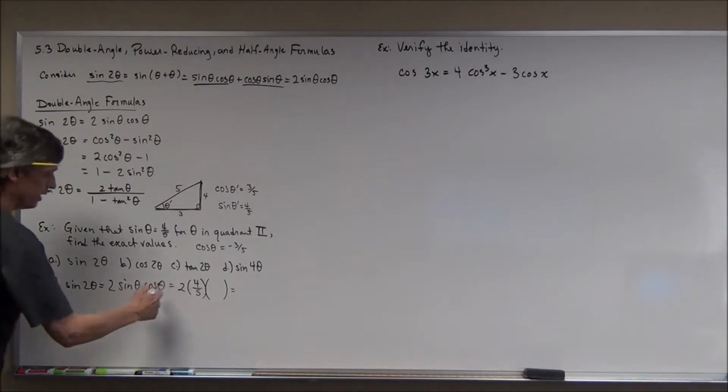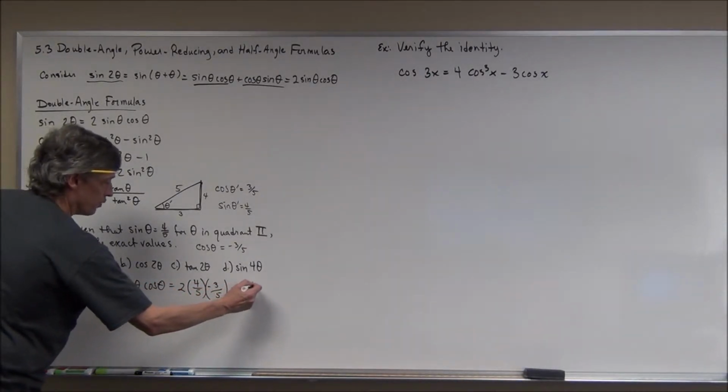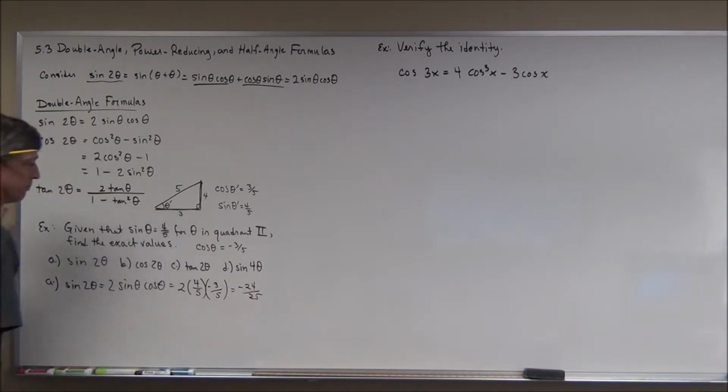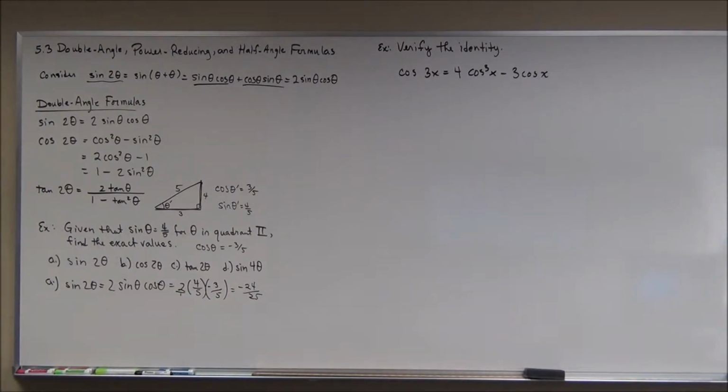So right in here, cosine of theta is negative 3/5. So I end up with negative 24/25 when I simplify that, multiply it all out. Think of it as 2 over 1 if it helps you. Now I'm going to find part B, the cosine of 2 theta.